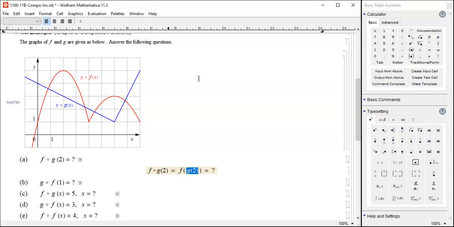Is it easy to answer? If it is too hard, then let me change my problem. Which graph do I have to look at, which color, to find out what g of 2 is? Red or blue? To look for g of 2, which color? Red graph or blue graph? It should be the blue graph because the blue graph is y equals g of x. So forget about the red graph for the time being and look at the blue graph only. The inside is just blue, g of 2.